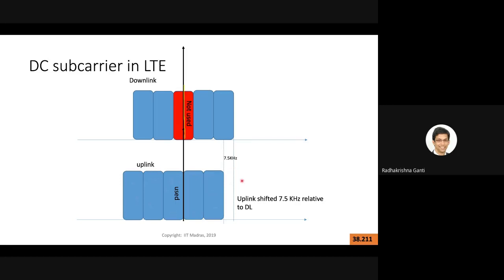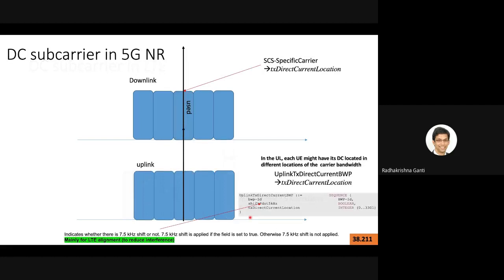So the main important point you have to understand is the uplink will be shifted by 7.5 kilohertz relative to the downlink in LTE. In 5G NR, as a baseline, uplink and downlink are not shifted. Okay, so there is a specific thing called TX direct current location. Essentially, this tells you in which subcarrier the DC is located. If you shift the whole thing, you can also put this DC subcarrier in a specific location. So the uplink and the downlink are not shifted, but there is an option to shift it by 7.5 kilohertz for the uplink. Okay, for a given bandwidth part, you can shift it by 7.5 kilohertz.